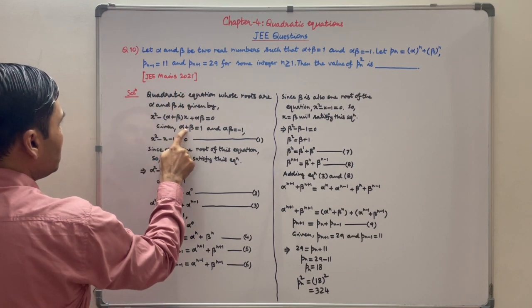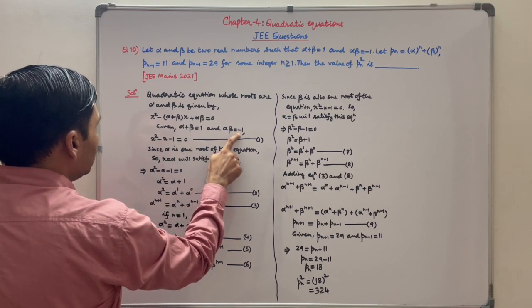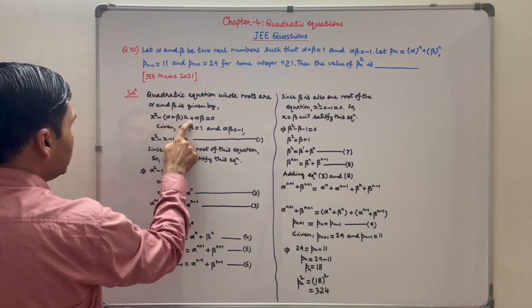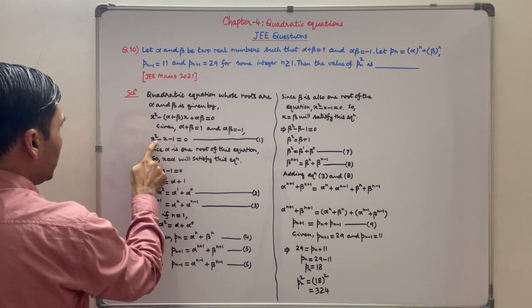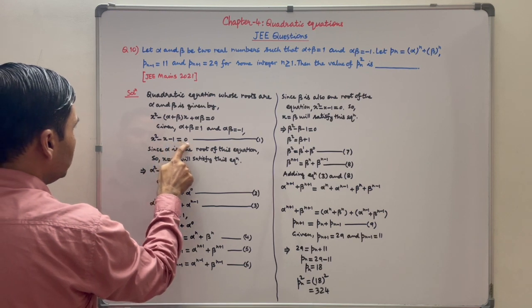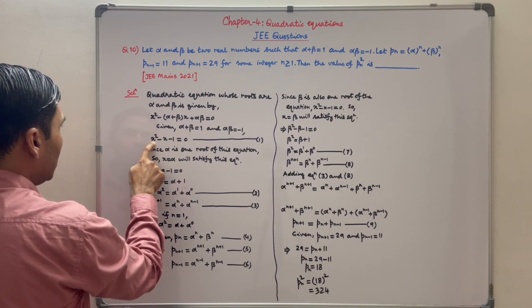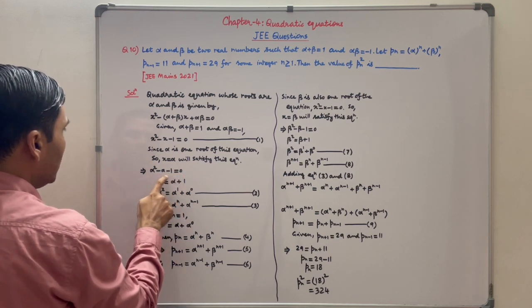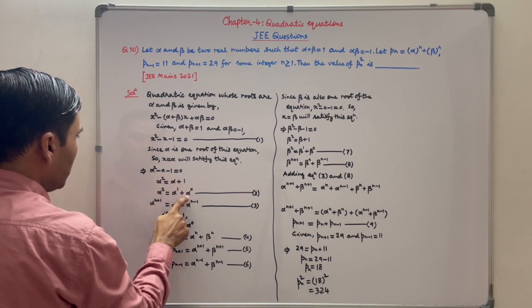It is given that the sum of the roots is equal to 1 and the product of the roots is equal to minus 1. So the quadratic equation will be x square minus (sum of the roots) into x plus product of the roots is equal to 0. So the quadratic equation will be x square minus x minus 1 is equal to 0. Alpha is one root of this equation. So x is equal to alpha will satisfy this equation. So we can say that alpha square minus alpha minus 1 is equal to 0, or alpha square is equal to alpha plus 1. 1 can be written as alpha to power 0.